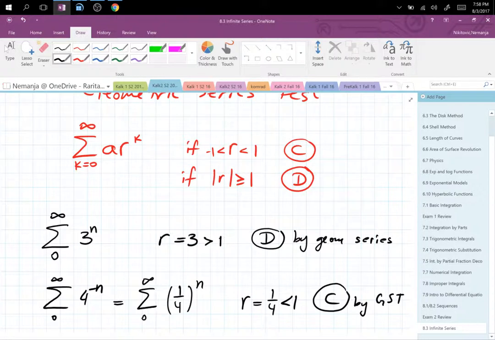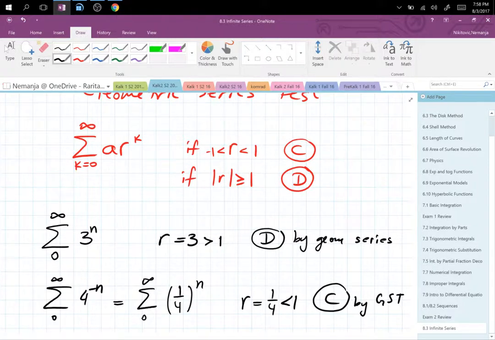When you recognize the form of the problem as geometric series, you memorized the geometric series form and you know the conclusions for it. There are no calculations here. There's nothing going on other than you memorizing this.